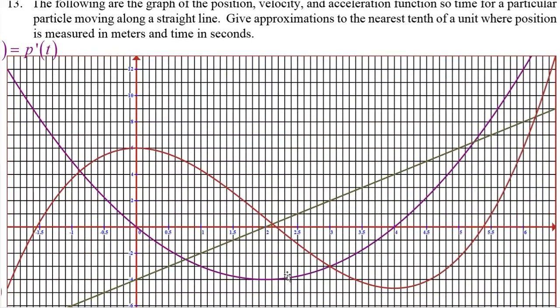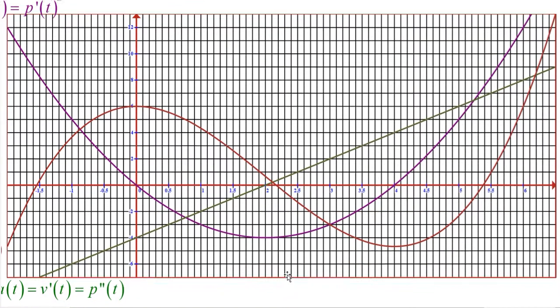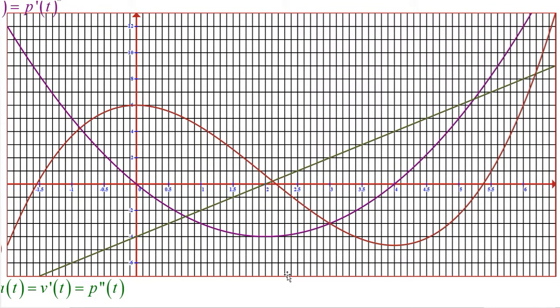All right, here are three graphs. So the question is, one of these is a position graph, one is a velocity graph, and one is an acceleration graph for a particle moving on a straight line, a number line, let's say. First question is, which is which?